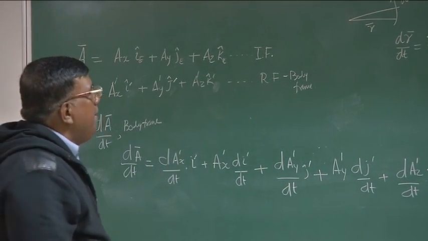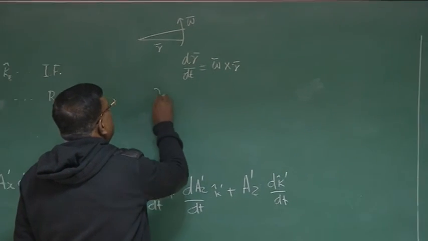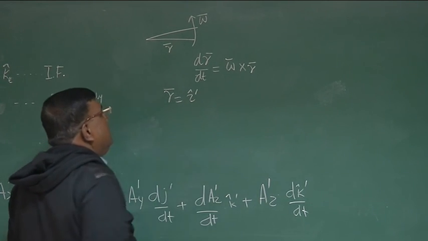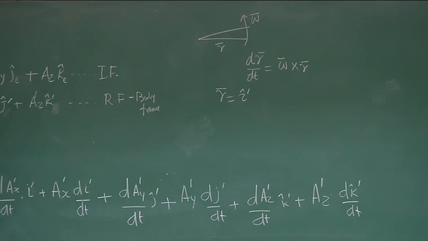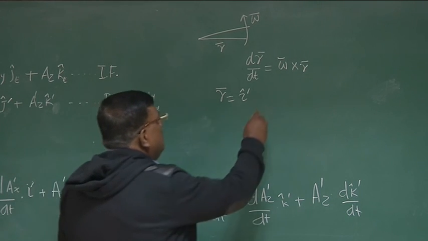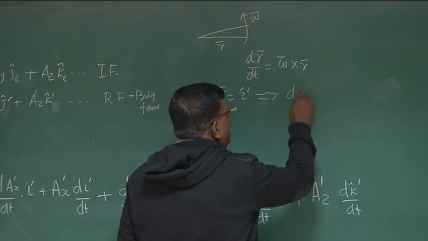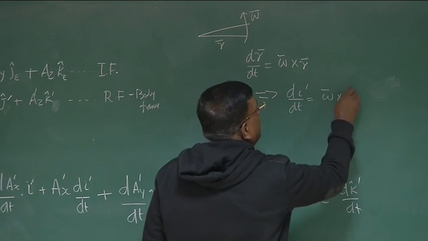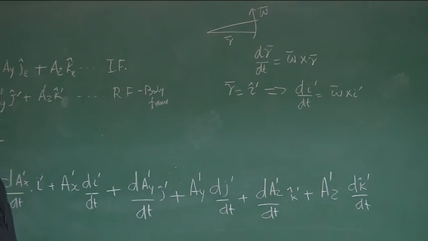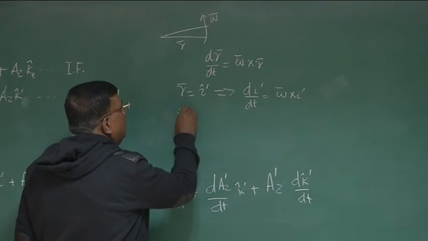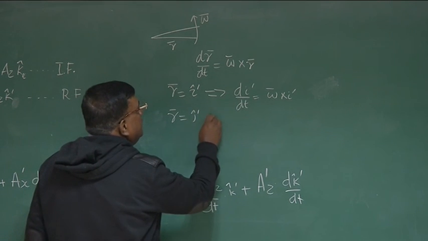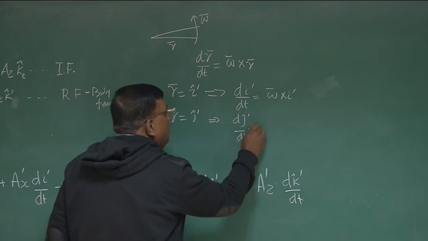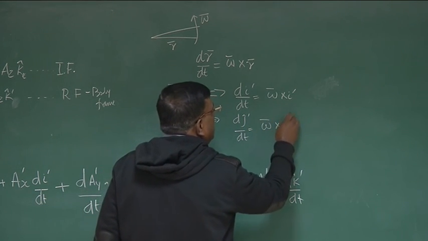Okay. So now for r, if I write I prime, the unit vector in the body frame of reference, then what will happen? This will give me simply dI prime by dt equals omega cross I prime. So simple. Now if I put r bar equal to J prime, this implies dJ prime by dt equals omega cross J prime.